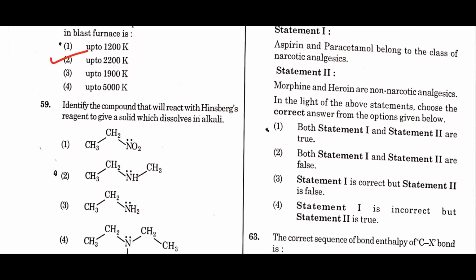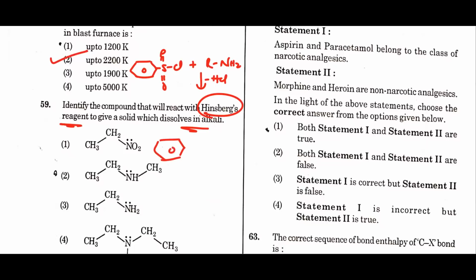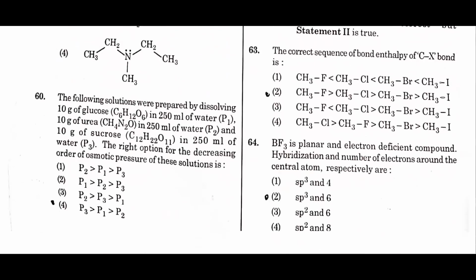Identify the compound that will react with Hinsberg's reagent to give a solid which dissolves in alkali. This is our Hinsberg reagent. If you add a primary amine, RNH2, then one H and one Cl go out as HCl, and we will be getting a product like this. That product has an acidic hydrogen. Why is it an acidic hydrogen? Because it is connected to a more electronegative atom. Due to this acidic hydrogen, it is soluble in bases. So option 3 is the correct answer because it is a primary amine.